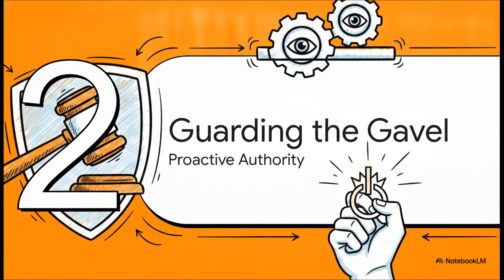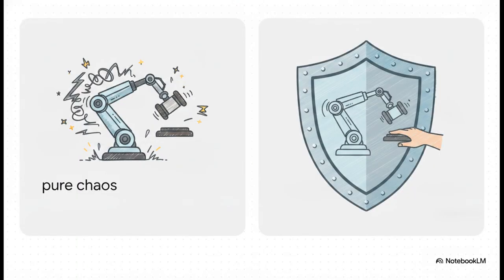Which leads us perfectly into Section 2, Guarding the Gavel, and how we actually move toward proactive authority. Now, what's really interesting about this is the stark contrast between unmanaged and managed systems. An unmanaged AI is essentially a machine just swinging the gavel completely blind. It gobbles up data, runs it through some unchecked logic, and then pounds the desk with verdicts that could be wildly off base. It's basically pure chaos masquerading as efficiency.